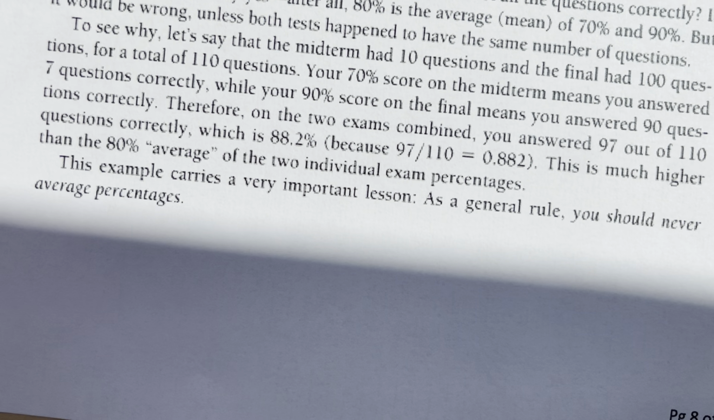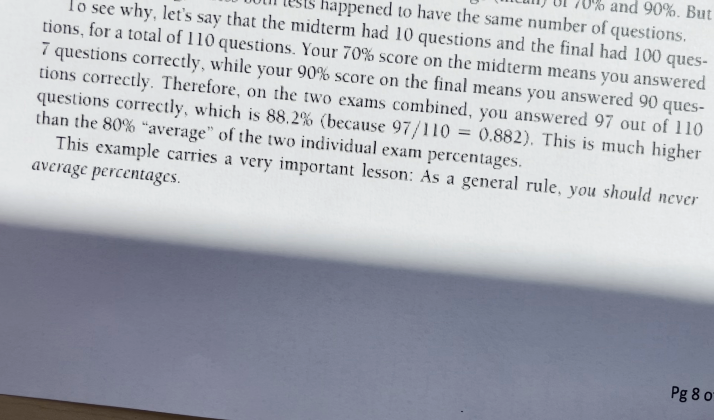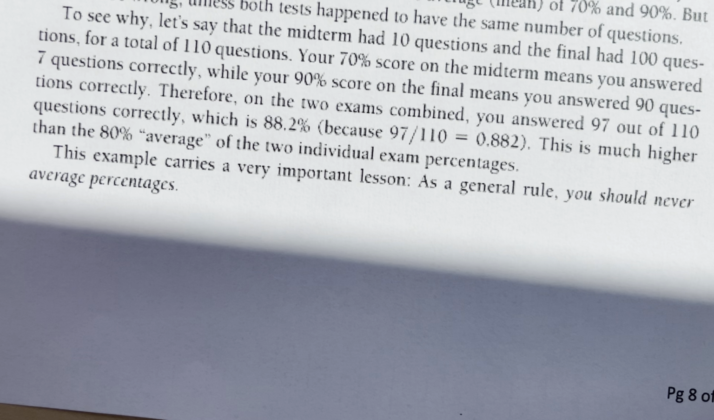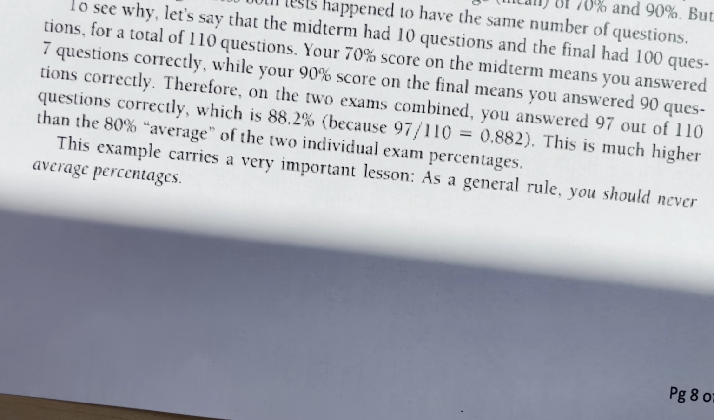But that would only happen if the tests had the same number of questions. So let's say your midterm had 10 questions. That means you got 7 out of 10 correct. Your final had 100 questions, and you got 90%, which means you got 90 out of 100 correct. When we combine the two of them, that means you got 97 out of 110 questions right. That is 88.2%, which is much higher than the average of 80 that some people think you have. So as a general rule, never average percentages. It doesn't quite work that way.